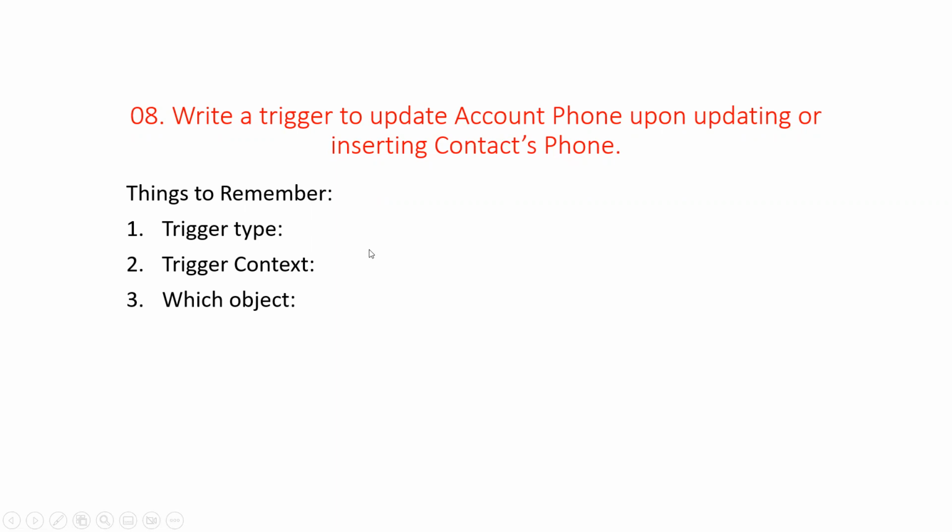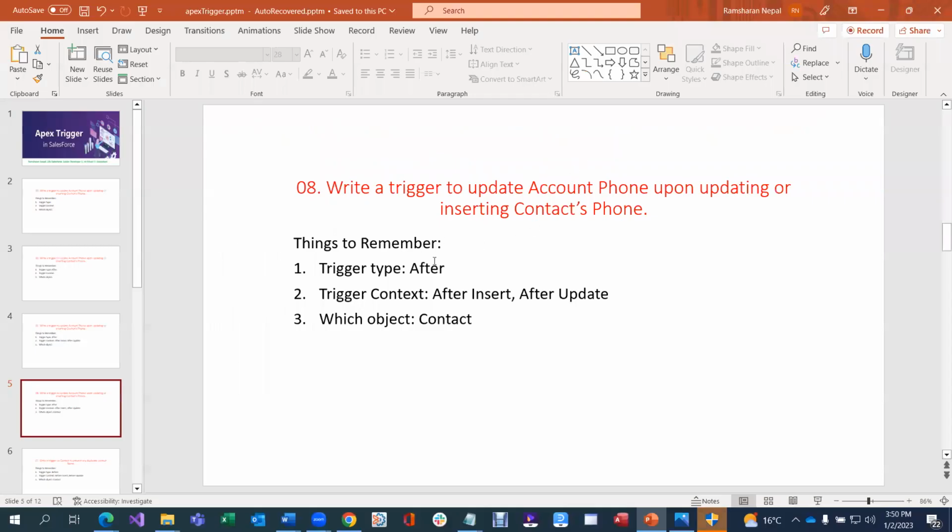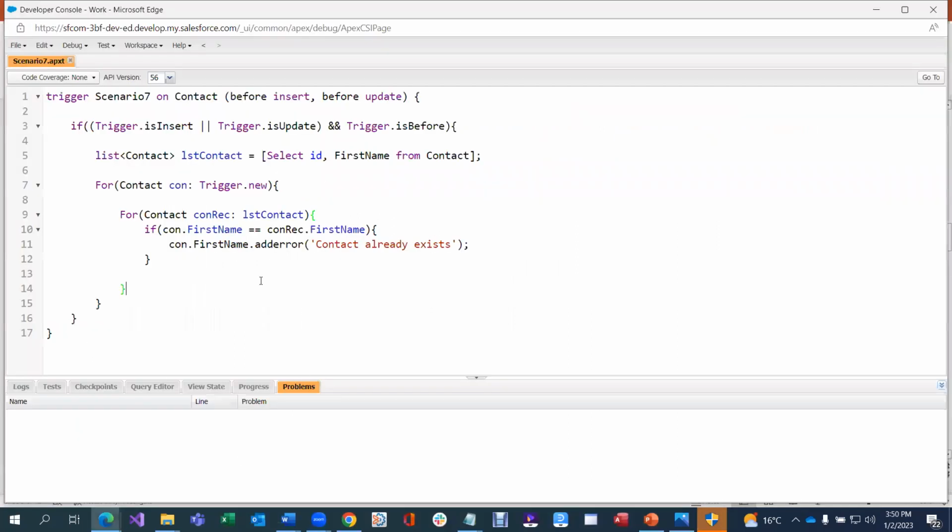There are a couple of things we need to remember. As usual, trigger type. This is an after trigger because it should happen right after updating or inserting the records. The object is the contact object. The trigger context is after insert and after update. Trigger object is the contact object. So we got all the answers that we needed for writing the trigger. Now let's go to the trigger.